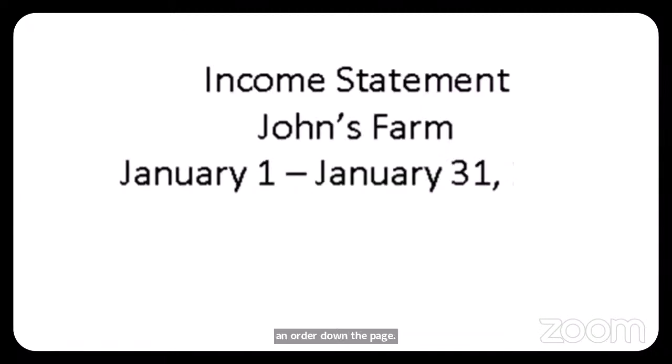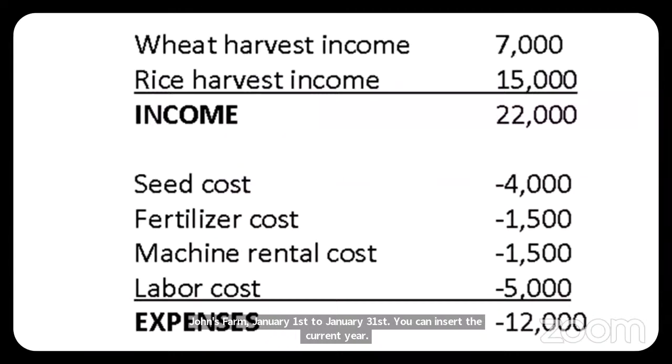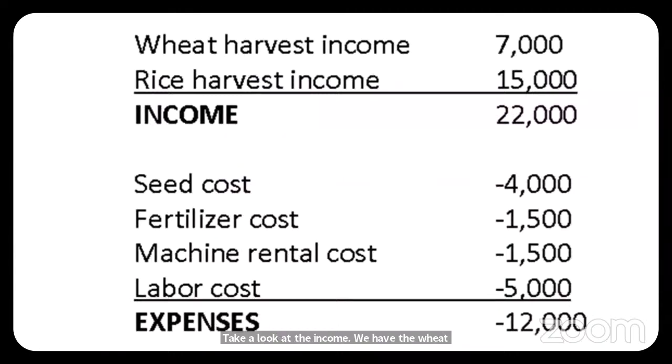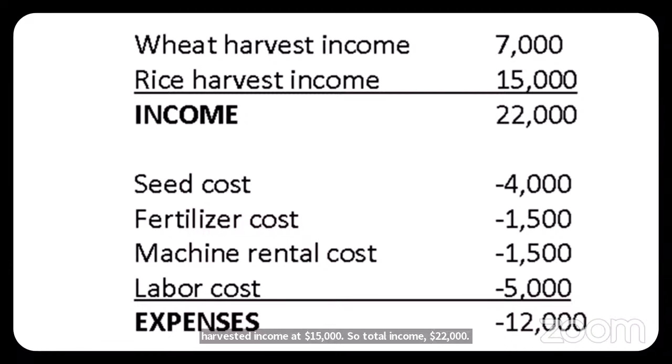Income statement from John's Farm, January 1st to January 31st. You can insert the current year. Take a look at the income. We have the wheat harvest income at $7,000. Rice harvest income at $15,000. So total income $22,000. All right, so you got $22,000 coming in.